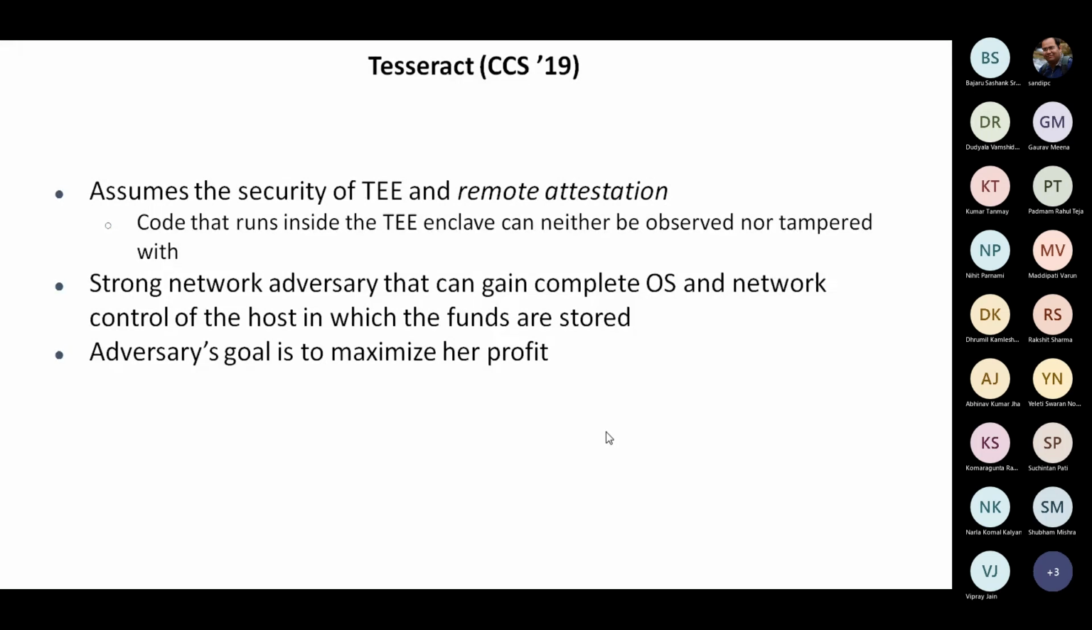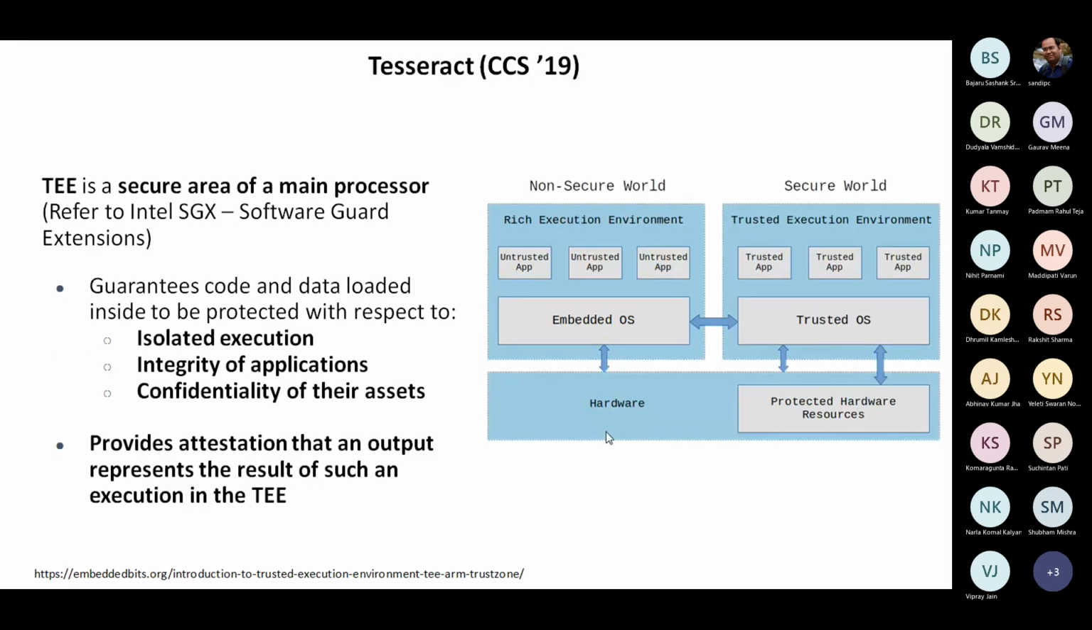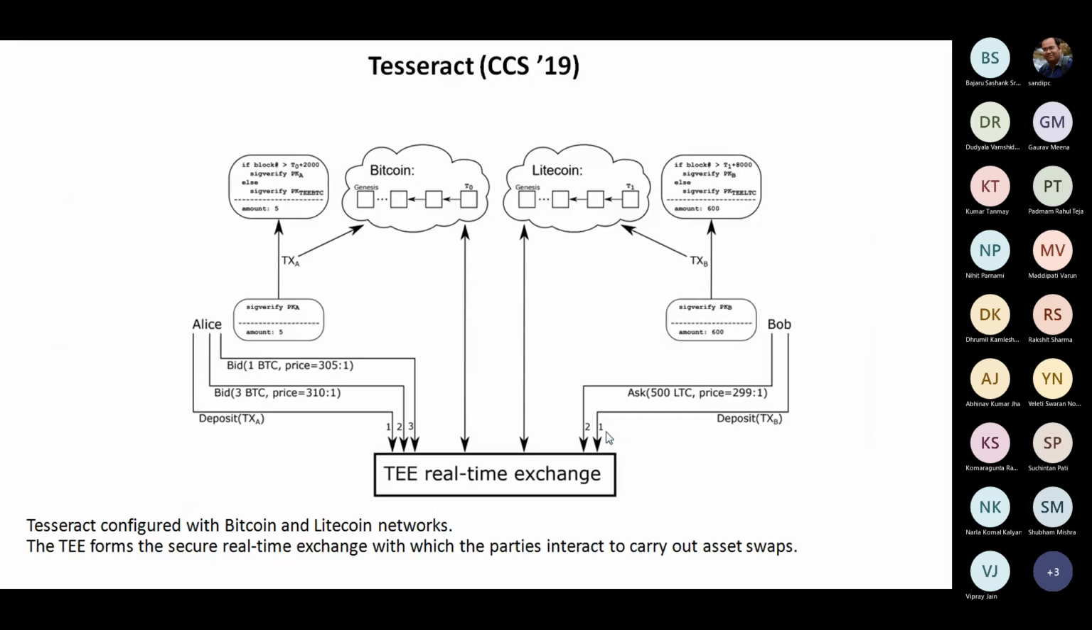So we'll see that a strong network adversary can gain complete OS and network control of the host in which the funds are stored. Even if this entire node is taken over by a very strong adversary, it will still not be able to access the data that is stored in this particular SGX, the trusted environment. This is a typical example which shows that this Tesseract design is generic in nature.